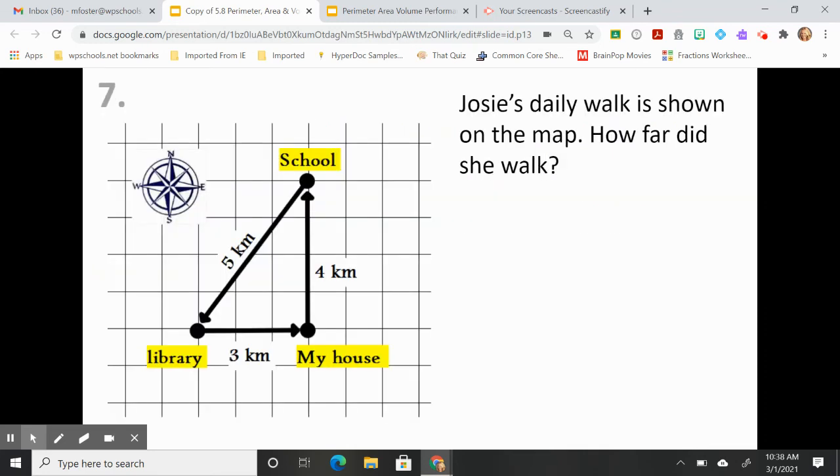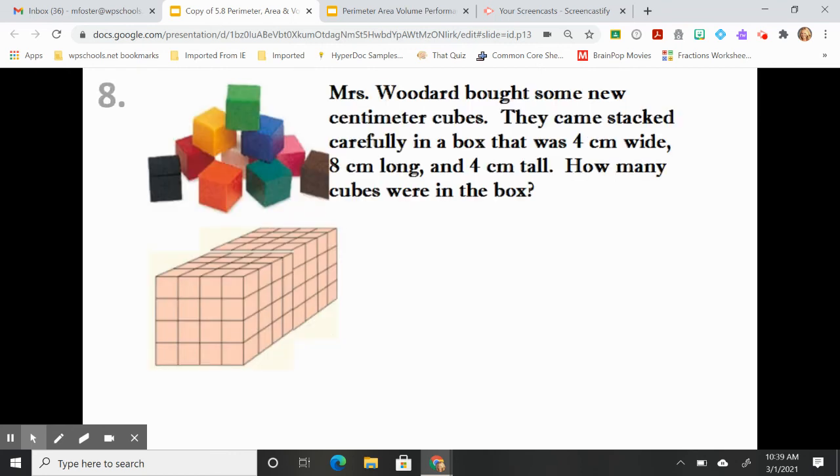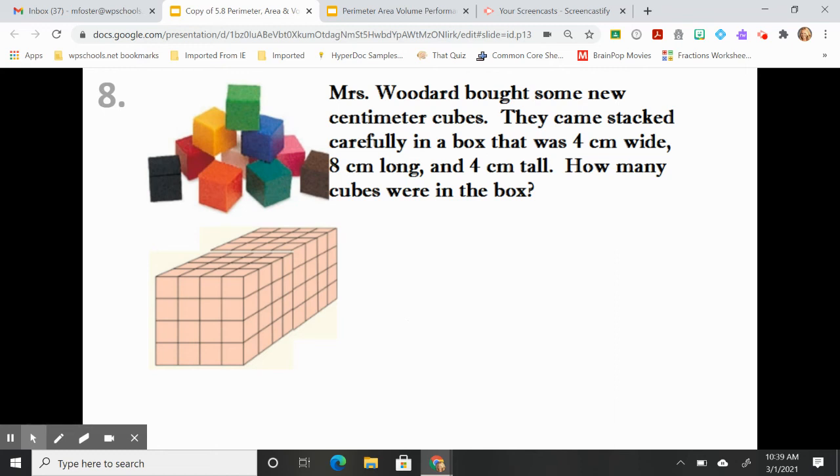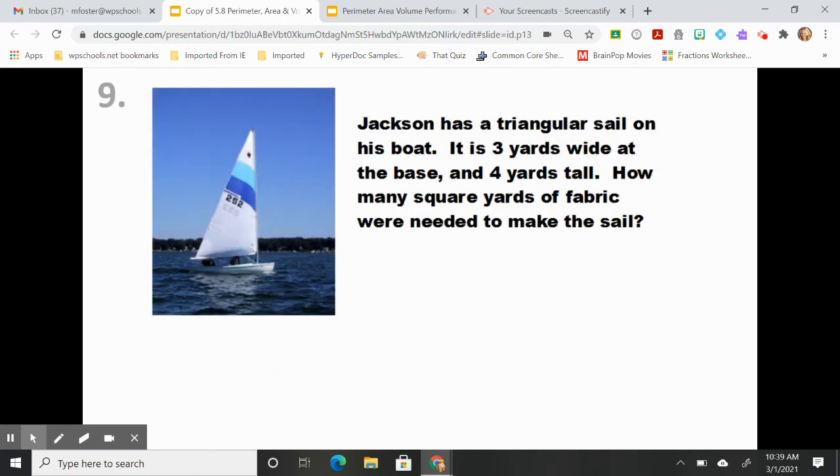Okay. Josie's daily walk. If she starts here at her house and she goes to school, then from school she goes to the library, and then from library she goes to her house, and we want to know the distance, we would be finding the perimeter. Okay. Anytime you're talking about cubes or anything that's three-dimensional, she had bought some centimeter cubes and they came stacked very carefully in a box. So how many cubes were in the box? That would be an example of volume.